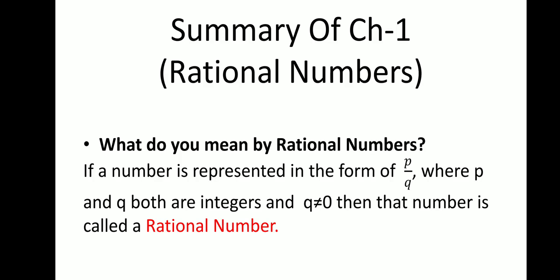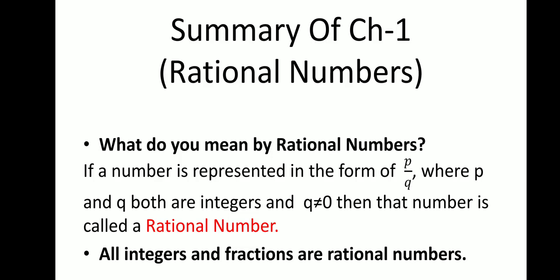I hope everyone knows what integers are: positive numbers, negative numbers, and 0, including 0. All these come under the category of integers. So we can say that all the integers and fractions are called rational numbers. After that, we have studied two types of rational numbers.